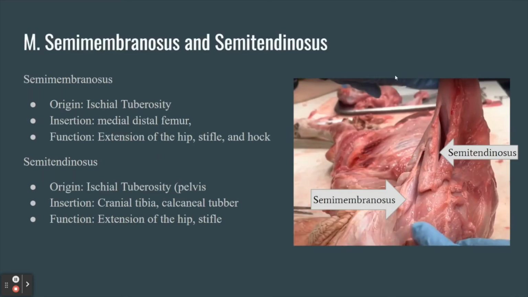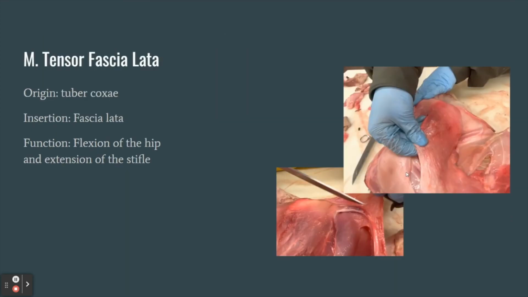The semimembranosus origin is the ischial tuber. It inserts into the medial distal femur, and its function is the extension of the hip, stifle, and hock. And the semitendinosus origin is also the ischial tuber. It inserts into the cranial tibia and calcaneal tuber, and its function is the extension of the hip and stifle only. The tensor fascia latae's origin is the tuber coxae. It inserts into the fascia lata, which is seen here. The function is the flexion of the hip and extension of the stifle.